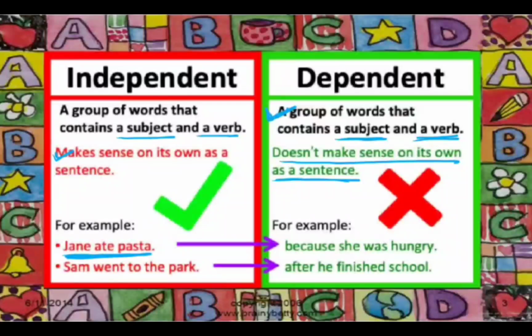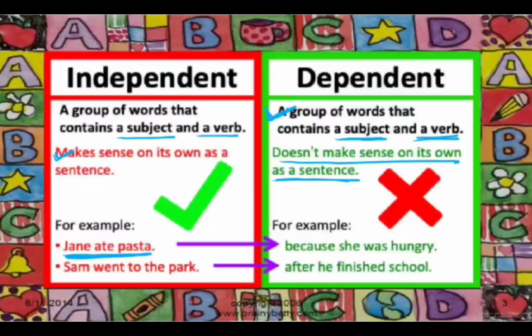So basically two sets of information are joined together. One will be complete in itself. The second part will be linked and will give added information about the previous sentence. The added information will be linked with the help of a subordinating conjunction.